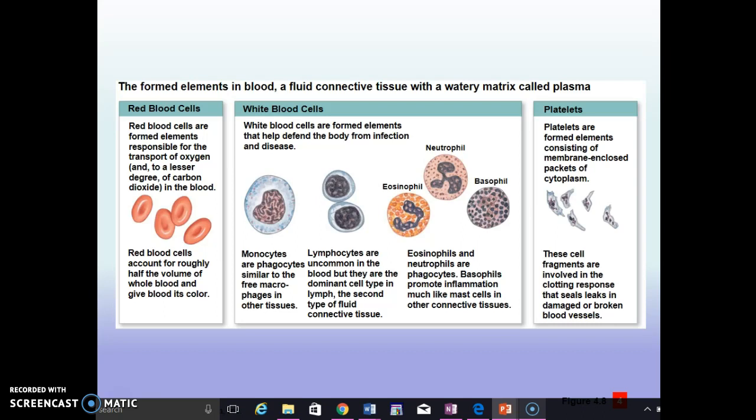Here are the types of formed elements in the blood. The red blood cells have lost their nucleus, so they're no longer rounded. They carry oxygen. The white blood cells defend against disease, and there are 5 different types: monocytes, lymphocytes, eosinophils, neutrophils, and basophils. Lymphocytes are most common in lymph, and then platelets are parts of cells that are for blood clotting.